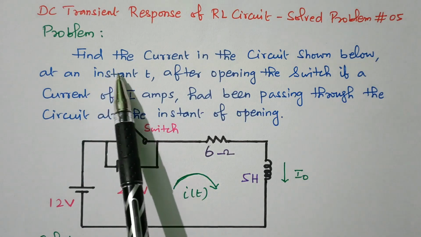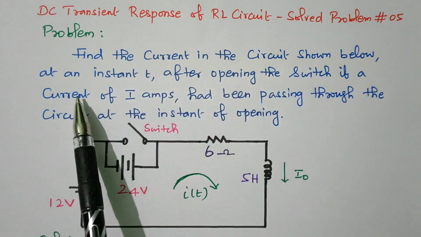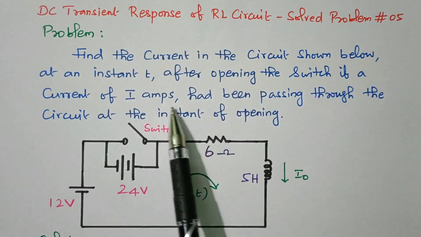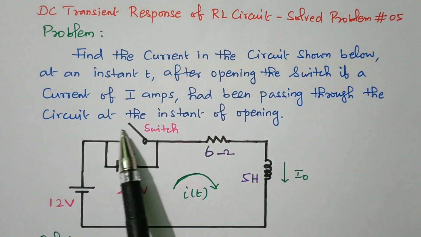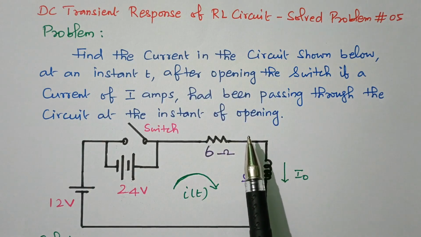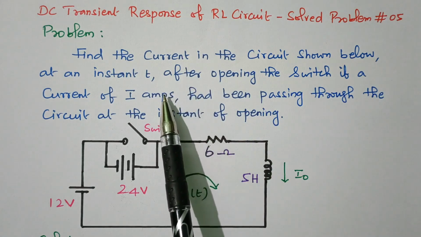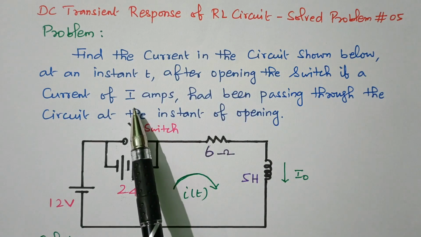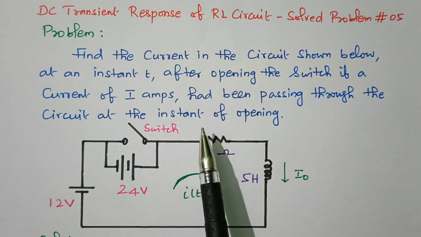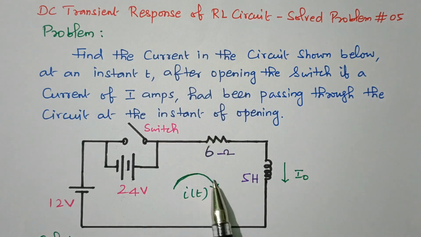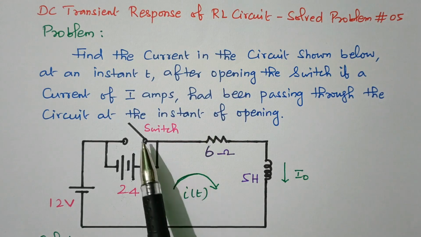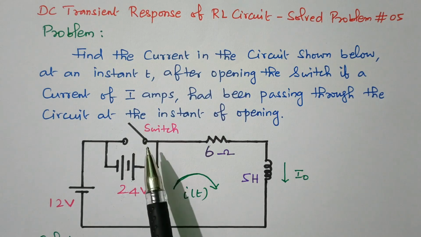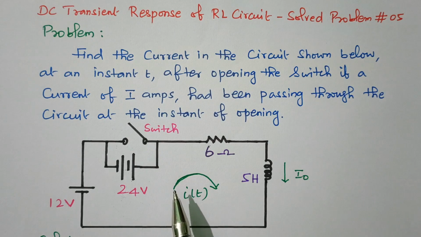You see the statement. Find the current in the circuit shown below at the instant t after opening the switch, if a current I ampere had been passing through the circuit at the time of opening. So we need to find the current in the circuit at the instant after opening the switch. While opening the switch, the current I is flowing through the circuit, right? So this I of t, we need to find what is the I of t. The current flowing when the switch is closed is called the initial current. When the switch is open, the current we need to find is called the transient current, right?